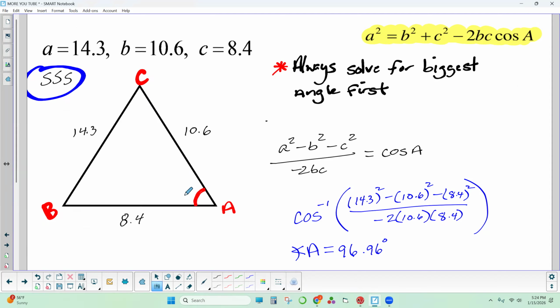Okay, and so that's how we apply the law of cosines. Remember, with a side, side, side triangle, you always want to solve for the biggest angle first. Okay, that's to keep you out of trouble. And you'll be good to go.